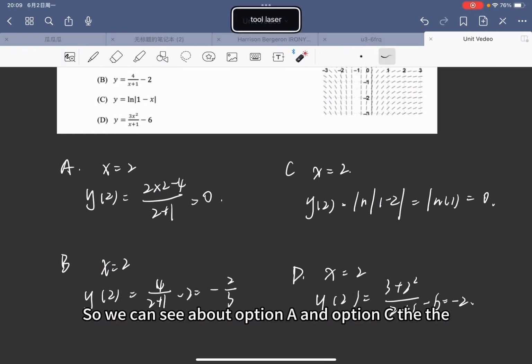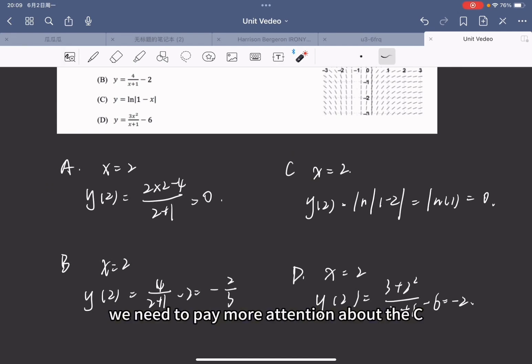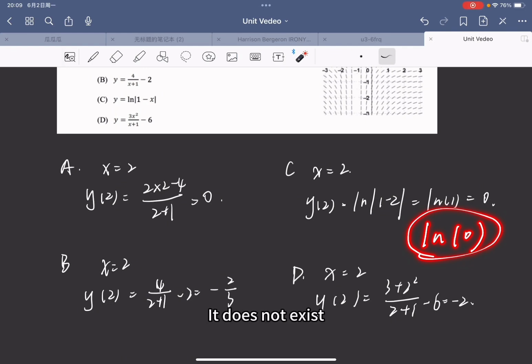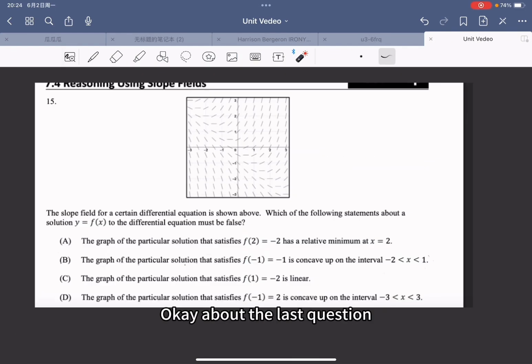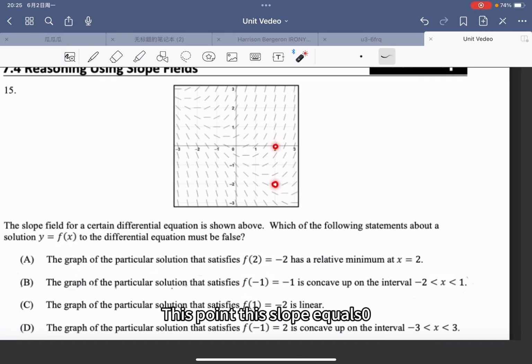C, when x equals 2, y(2) equals ln 1, which equals 0. D, when x equals 2, y(2) equals negative 2. So we can see option A and option C are both 0, but we need to pay more attention to C. We need to know ln 0 does not exist. It has no meaning. So the final answer is A. Okay, about the last question. Which of the following statements about the solution y equals f(x) to the differential equation must be false?